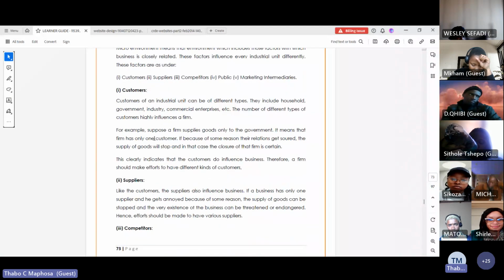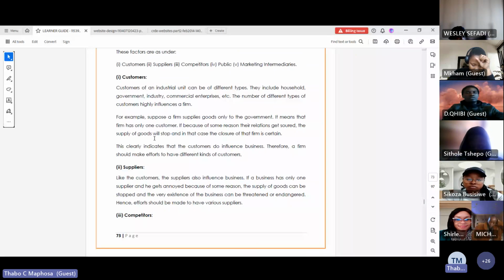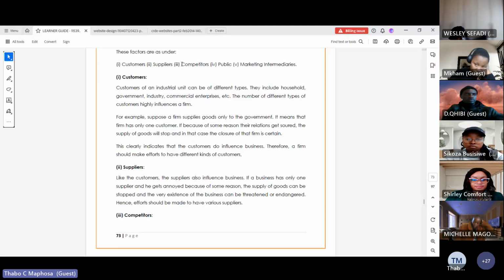For example, you've got the customers here. Customers of an industry unit can be of different types. This can include households, government, industry, commercial enterprises, etc. And the number of different types of customers highly influences a firm. If there is one thing that influences most companies, it is always the customers. Remember, you need to retain them, you need to keep them, you need to profit from them. And how do you do that if you do not listen to them?